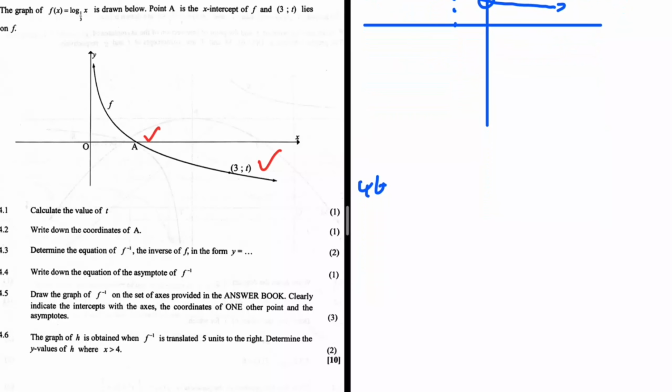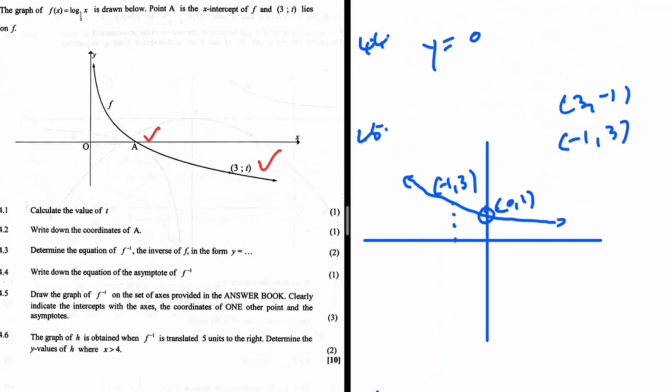Determine the y values of h where x is greater than 4. Okay, so 2 solutions that I'm thinking of. First and foremost, f inverse is 1 over 3 to the x, right? So that is 1 over 3 to the x. We have it here. That is the graph.